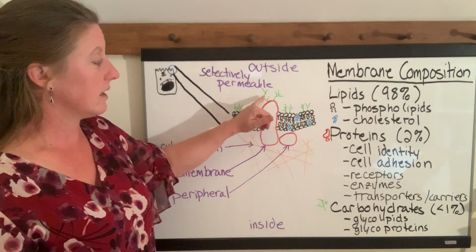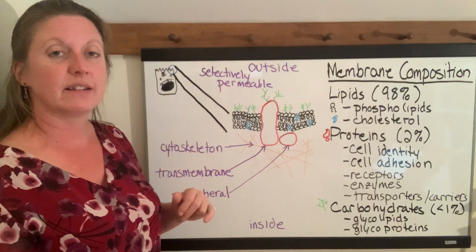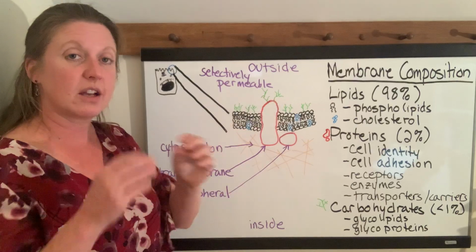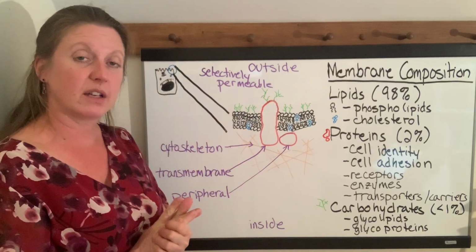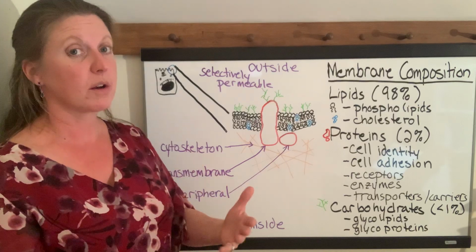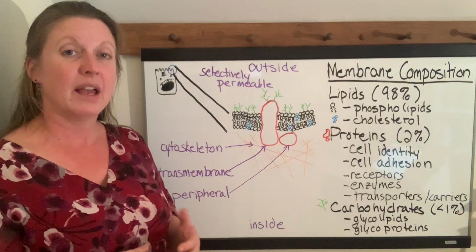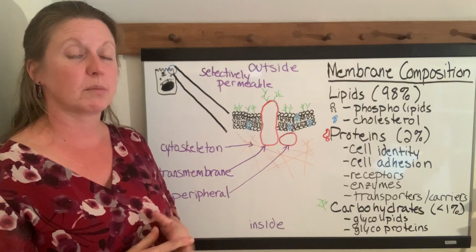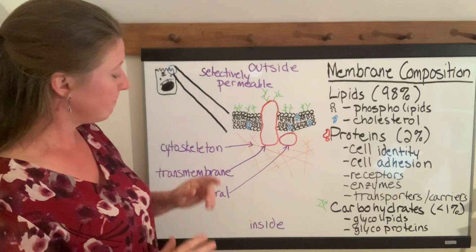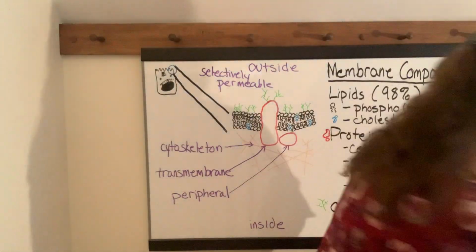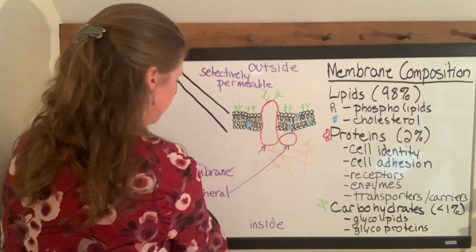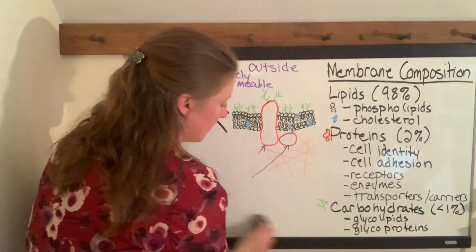The glycoproteins act as cell ID molecules because each one of us has a unique conformation of this glycoprotein. This is what allows our immune system to say whether a cell belongs in our body or does not belong in our body. And it's also critical when it comes to doing blood transfusions and organ transplants. Okay. So let me erase a little bit of this and let's talk about the different kinds of proteins that we find in the plasma membrane.